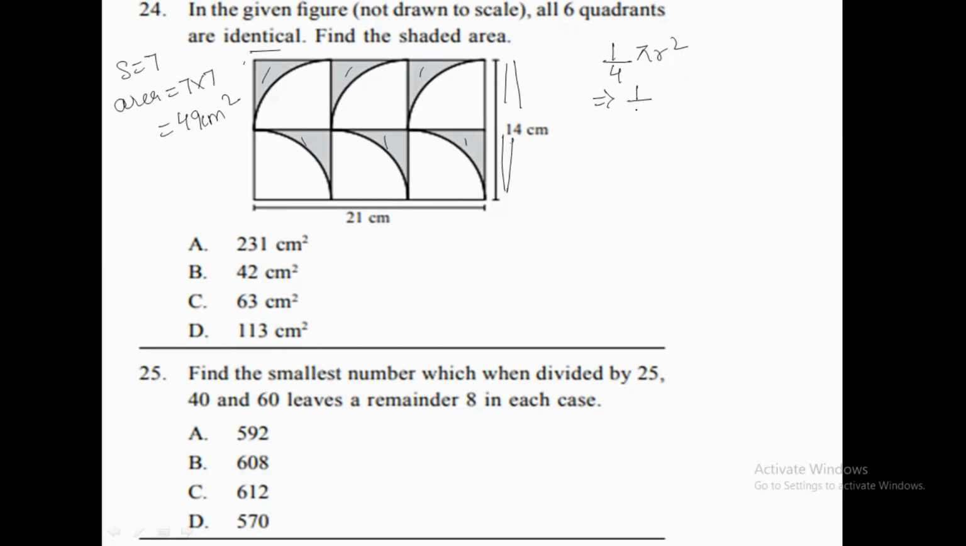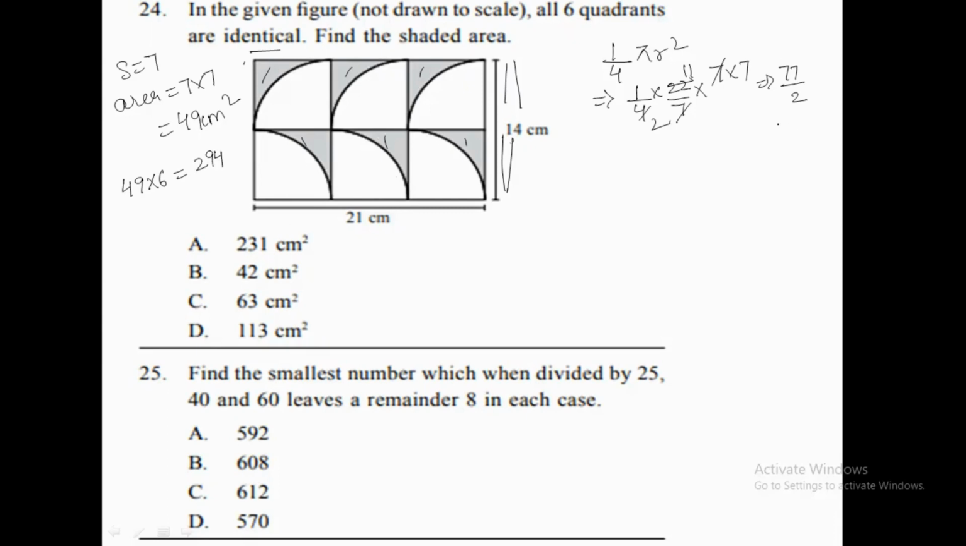Now we need to find the area of the quadrant. Area of one quadrant will be equal to 1 by 4 multiplied by 22 by 7 and multiplied by r squared. What will be r? r will be 7 only. Solving it, we get 77 by 2. Now let's see how many squares are here. 1, 2, 3, 4, 5, 6. 6 squares are here. If the area of 1 square is 49, we multiply 49 by 6 and get 294. So the area of 6 squares is 294.